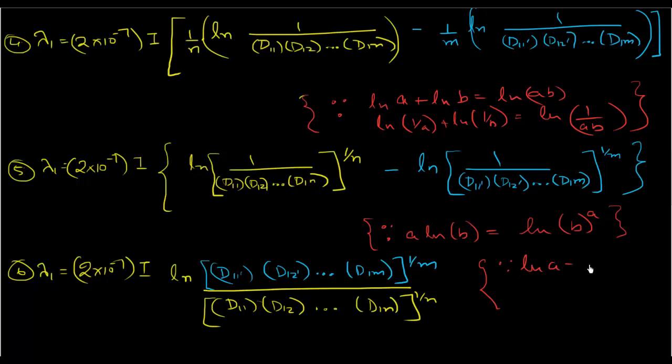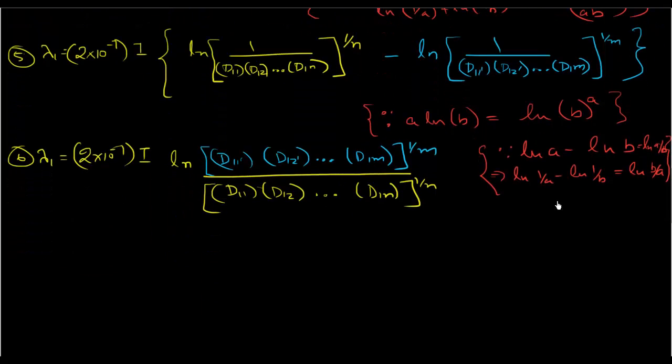ln of a minus ln of b can be written as ln of a over b, which implies that if there's ln of 1 over a minus ln of 1 over b, that will be nothing but ln of b over a. Okay, so that's just the property we use and we get this formulation. And this is the equation for the flux linkages of conductor 1.